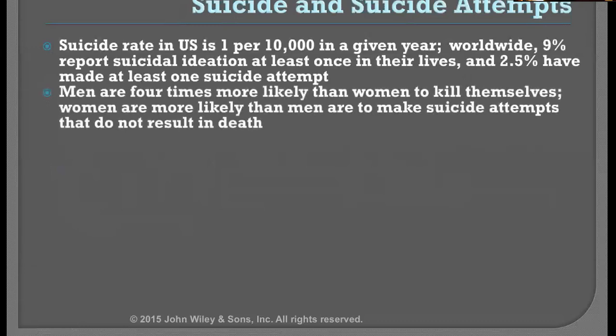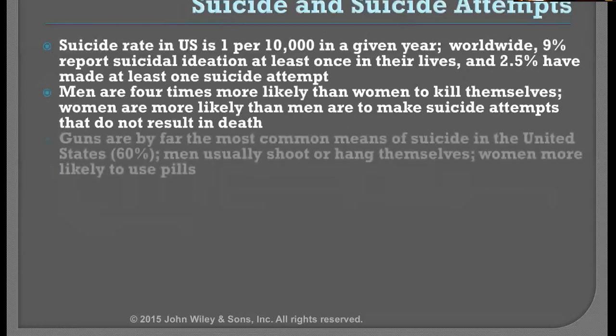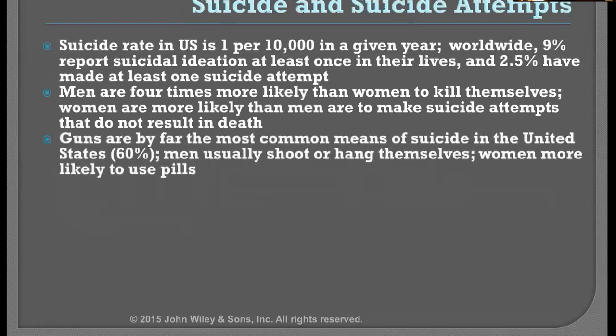Some stats that you may or may not know about. Men are 4 times more likely than women to kill themselves. Women are more likely than men to try. Guns are the most common method of suicide. Usually men will go for guns or hanging. Women are more likely to use pills. So women end up using methods that are not as lethal as the men.